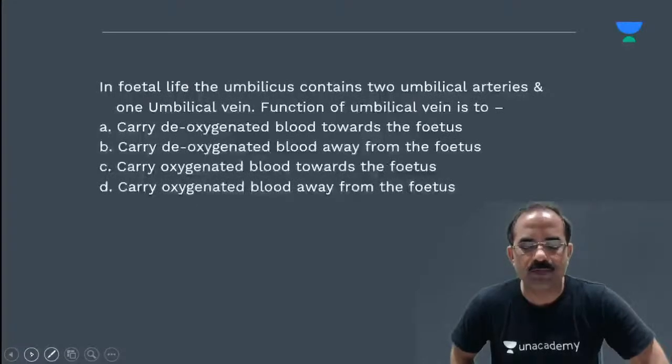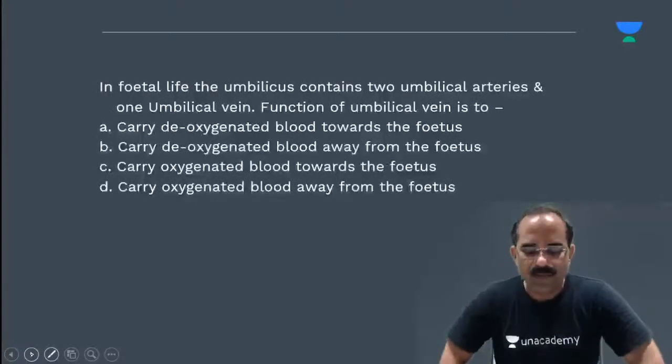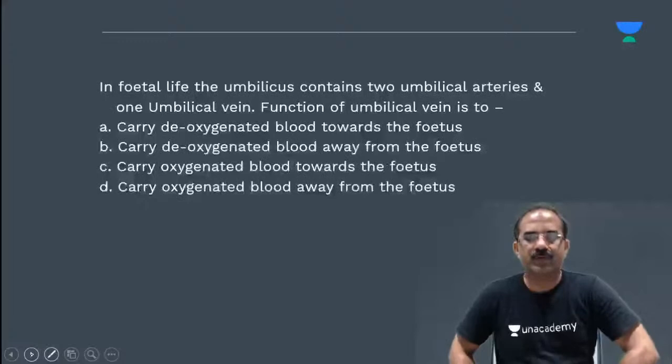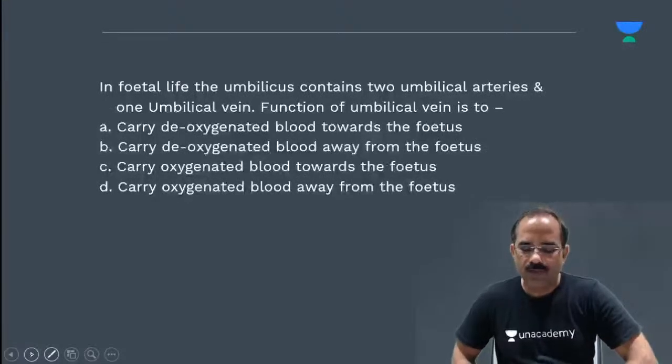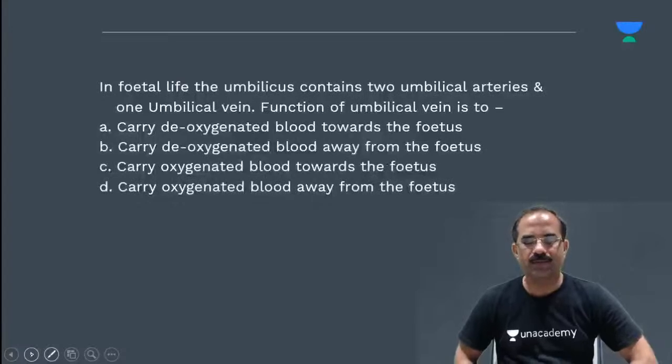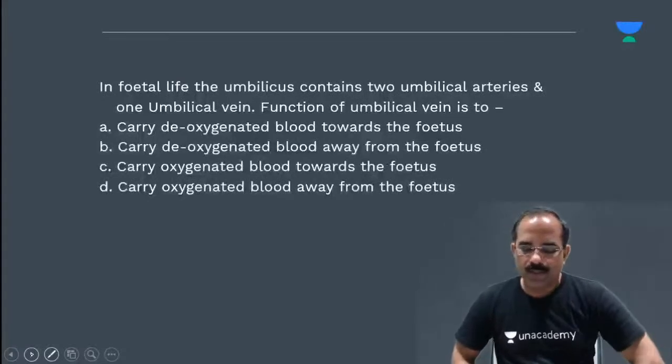Thoda sa na usme correction hai. Okay, answer this, students. In fetal life, the umbilicus contains 2 umbilical arteries and 1 umbilical vein. Function of umbilical vein is 2. Anyone? Answer this. Umbilical vein.